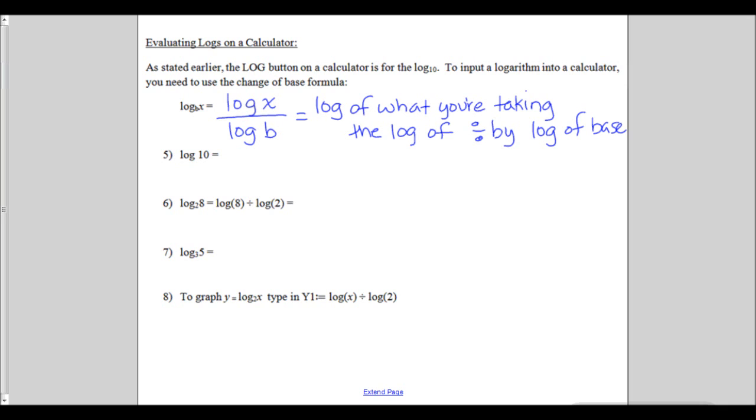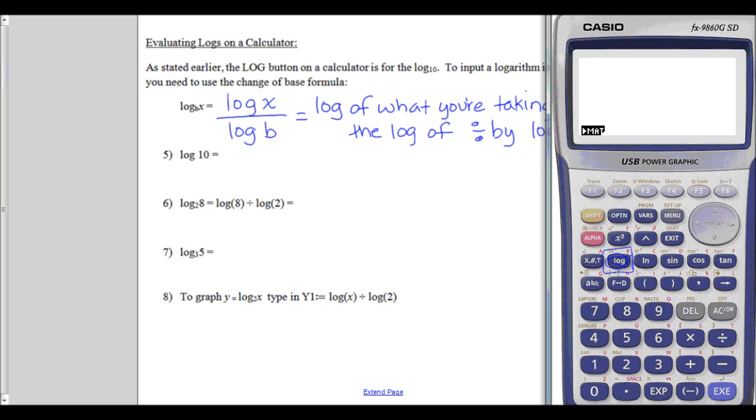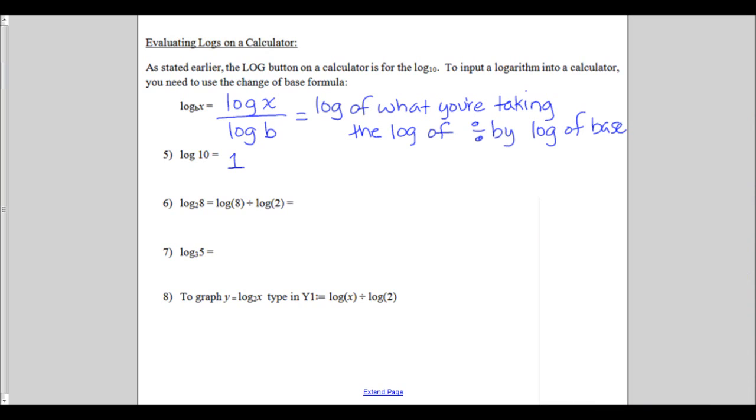If we want to find the log of 10 on our calculator, we just need to take the regular log button, and then I'm going to type the 10. I have the log of 10, which is 1. That should make sense that the log of 10 is 1, because what does the log mean? That means the log base 10. So 10 to what power gives me 10? 10 to the first power gives me 10.